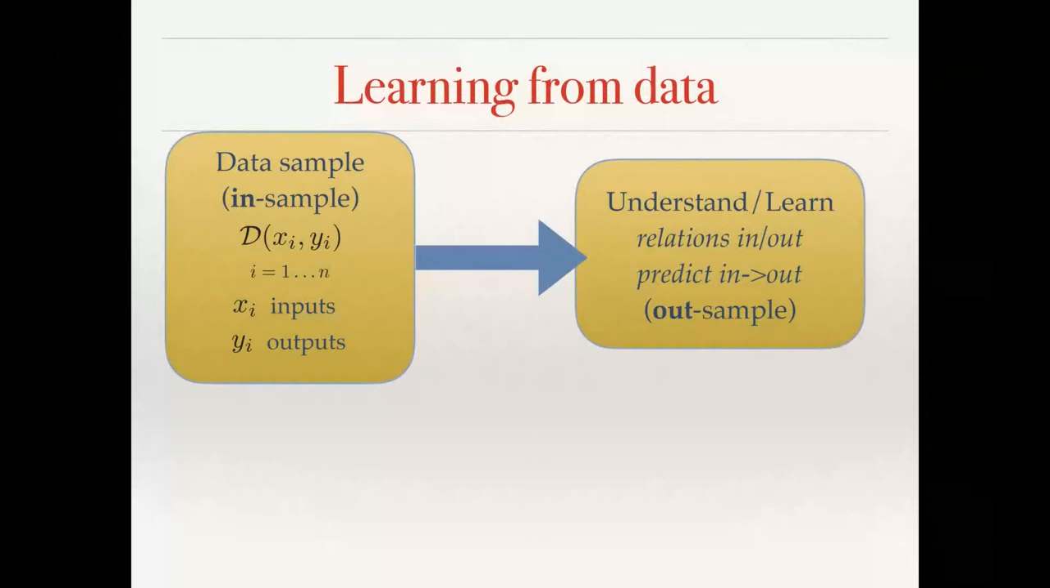Now let's write down the problem. We want to learn from data. We want to start with a data sample. This data sample is going to be called in-sample. It contains, for example, some inputs and some outputs. It's a collection of inputs and outputs. And by looking at it, examining it, modeling it, we try to learn relations between in and out, so that given a new input we are able to predict an output in a new set of data that we call the out-of-sample.